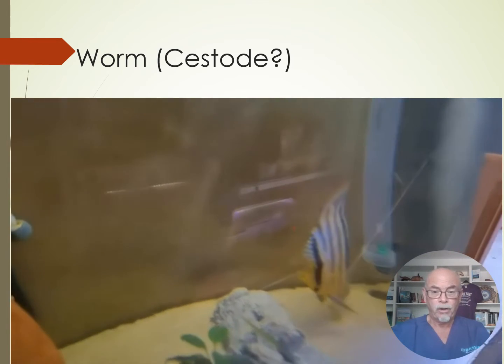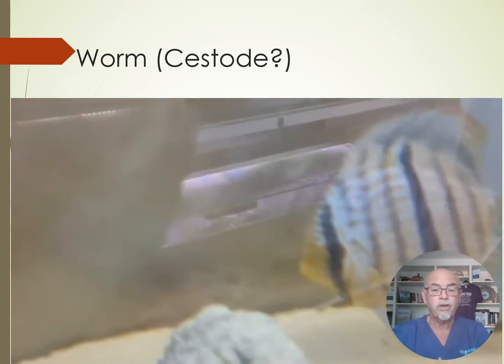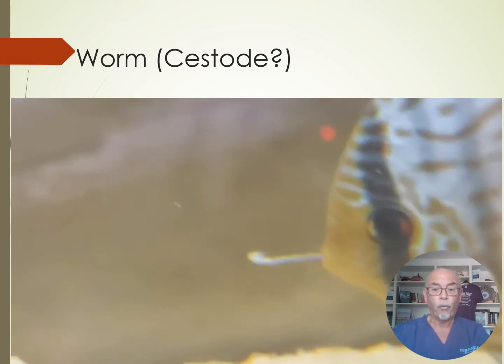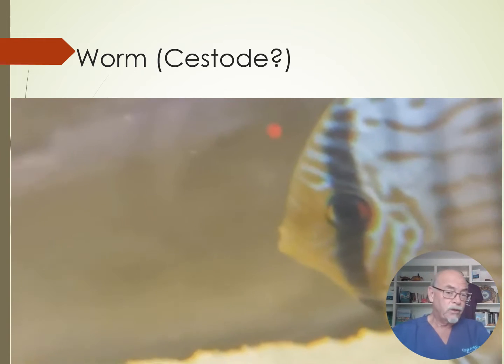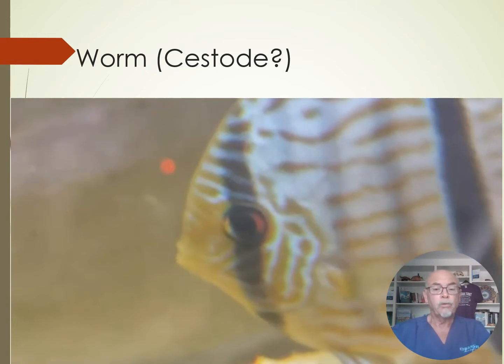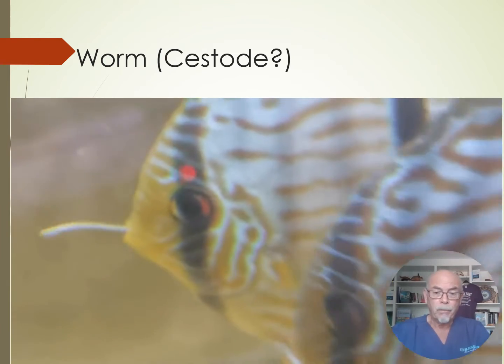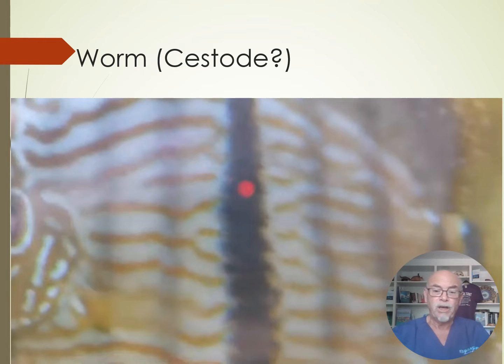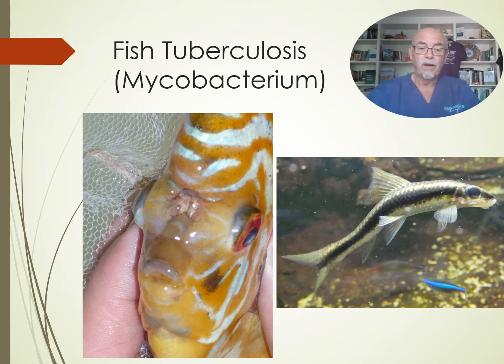But first of all, let me show you this discus here. Look at the discus. What is coming out of the mouth? Wow, a worm. Yes, it's very unusual that we see a worm which is like a cestode, a long worm coming out of the mouth of the fish. Yes, things we can see in our ornamental fish.